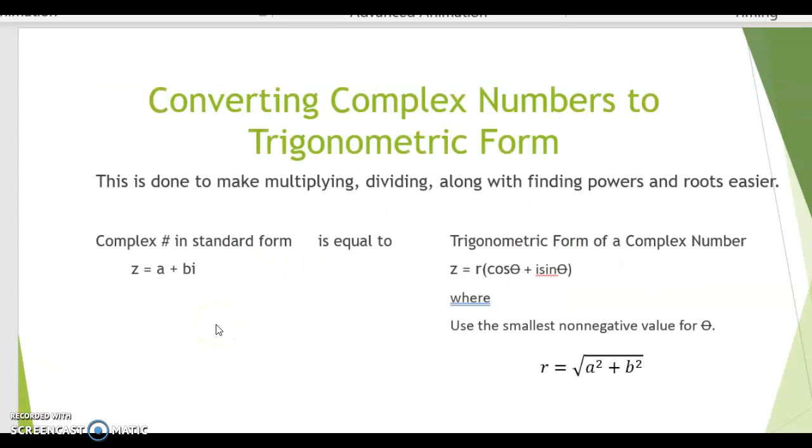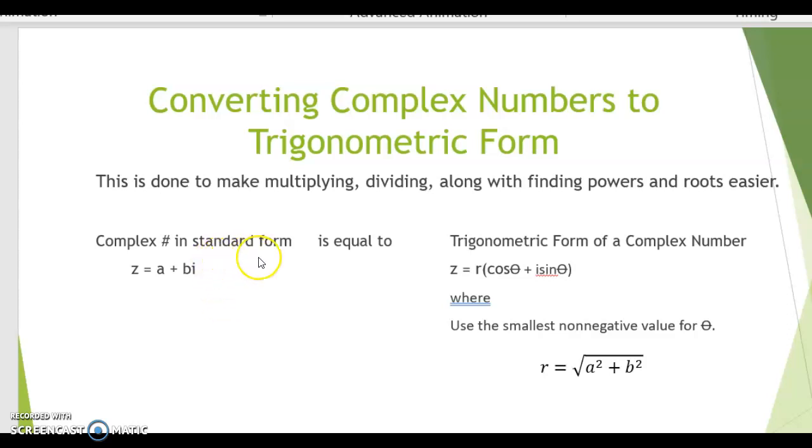An introduction to converting complex numbers to trigonometric form. We will conclude this with an example so that you have a good understanding of it. This conversion is done to make multiplying, dividing, and finding powers and roots easier.